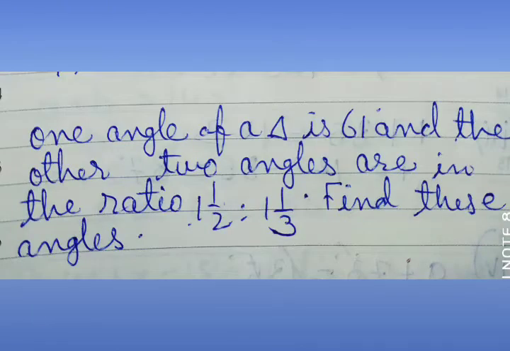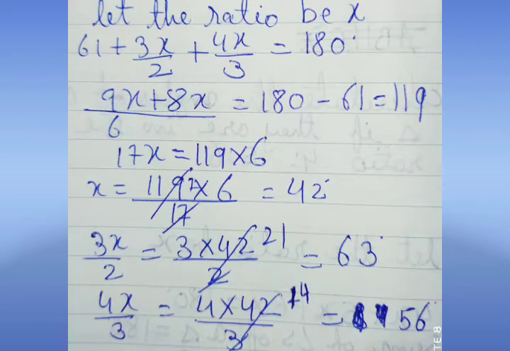Now next, one angle of a triangle is 61 degree and the other two angles are in the ratio 1 by 2 is to 1 by 3. Find these angles. So for that again let the ratio be x. So 61 plus 3x by 2 plus 4x by 3 equal to 180 degree. So 9x plus 8x by 6. How? Because 3x by 2 and 4x by 3, you take out the LCM of 3 and 2 and then solve this fraction. Then you will get 9x plus 8x by 6.